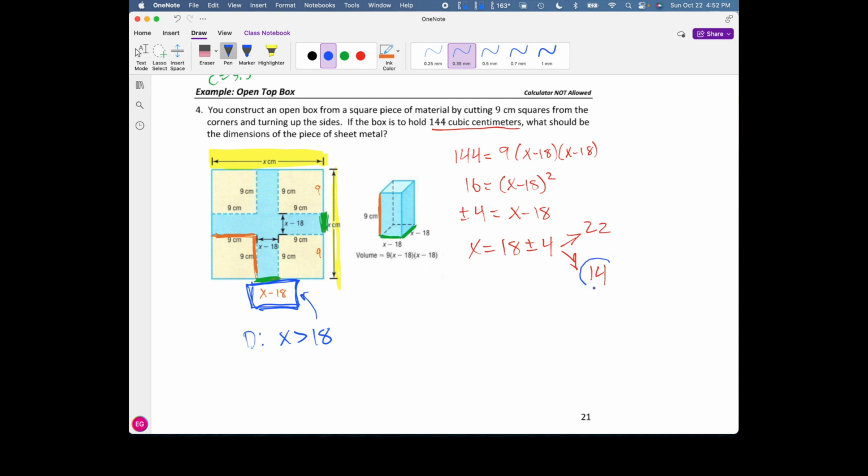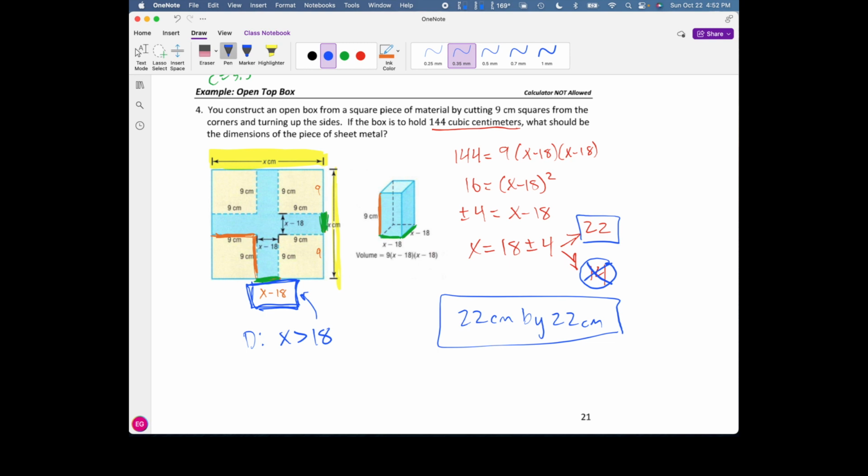So because of that, we actually can cross off this 14 and say that's not going to work. The 22 is going to work. And we just have to read what the question actually asked us to solve. What should the dimensions of the piece of sheet metal be? So that's our x by x. So that's going to be 22 centimeters by 22 centimeters.